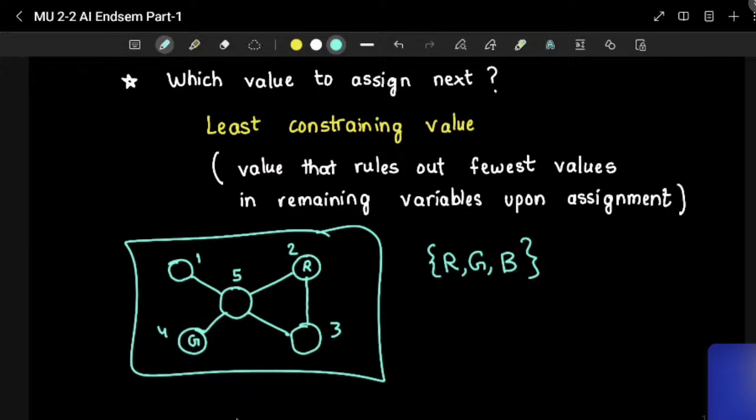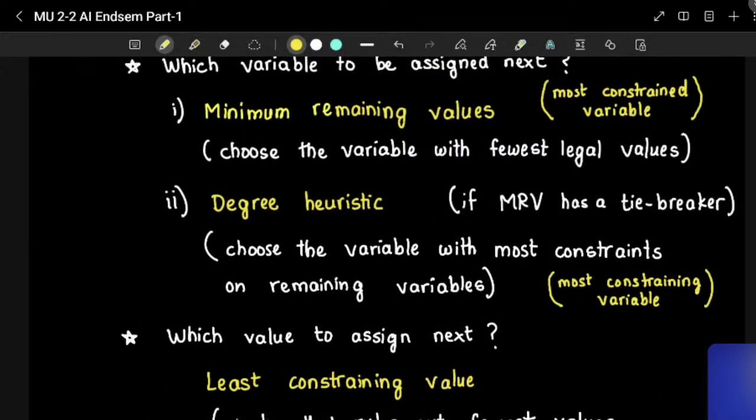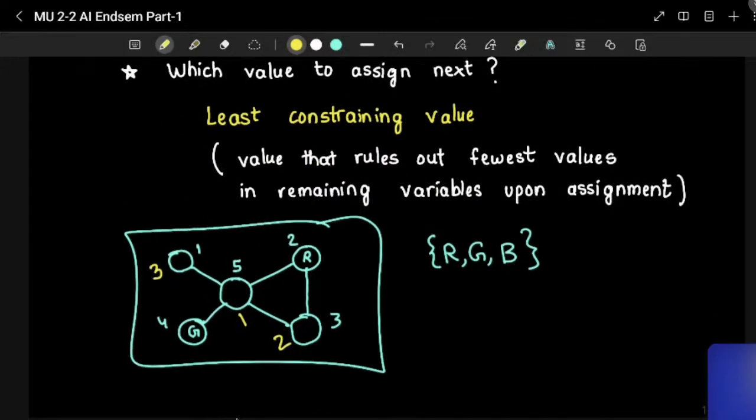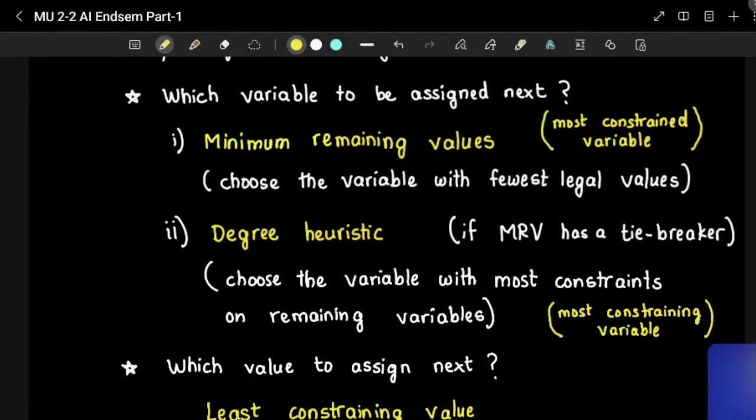So for variable 1 we had 3 possible values. For variable 3 we had 2 possible values. For variable 5 we had only 1 possible value. So if you look at the remaining variables which have not been assigned, the variable with the minimum remaining value should be picked. Choose the variable with fewest legal values. So in this particular example, the variable with the fewest remaining values is variable 5. Only one remaining value is there. So here 5 is the MRV, minimum remaining value variable.